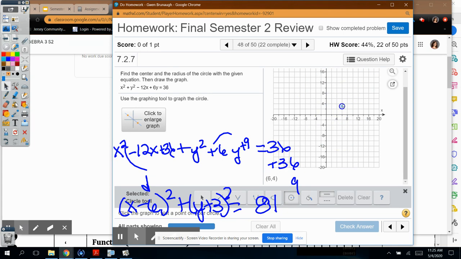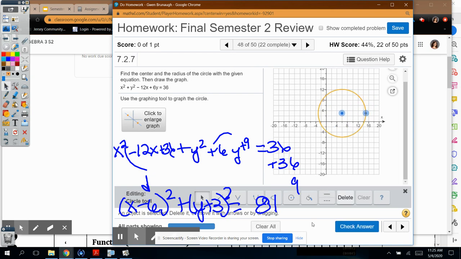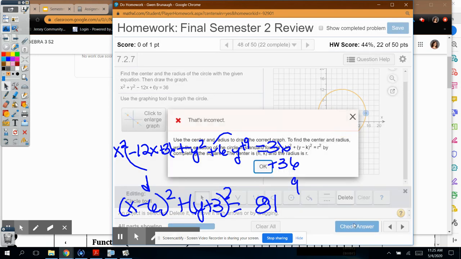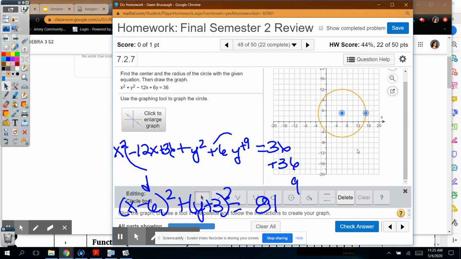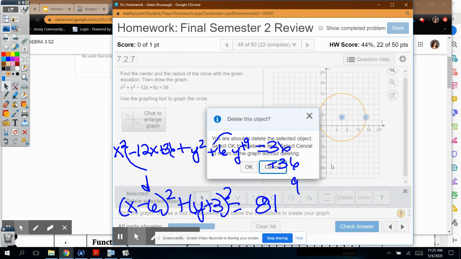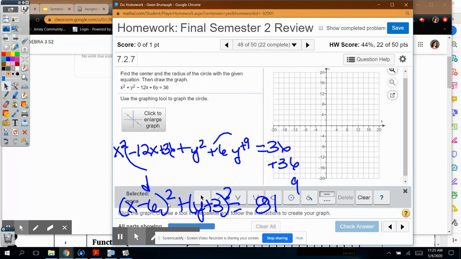Okay. Now I need to count over. The square root of 81 is 9. So I'm going to count over 9. So I'm counting by 2s. 2, 4, 6, 8. It's going to be in the middle still. 9. I think that's it. Oh, son of a biscuit. Where'd I mess up? 6. Oh, stupid. It's at 6, negative 3.